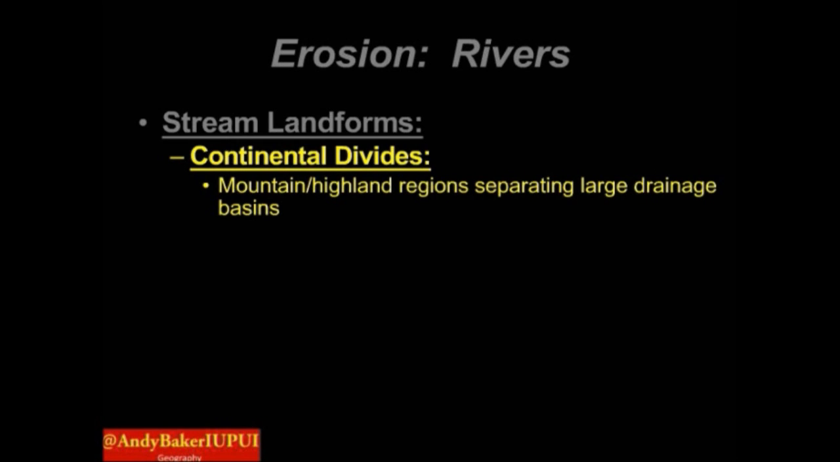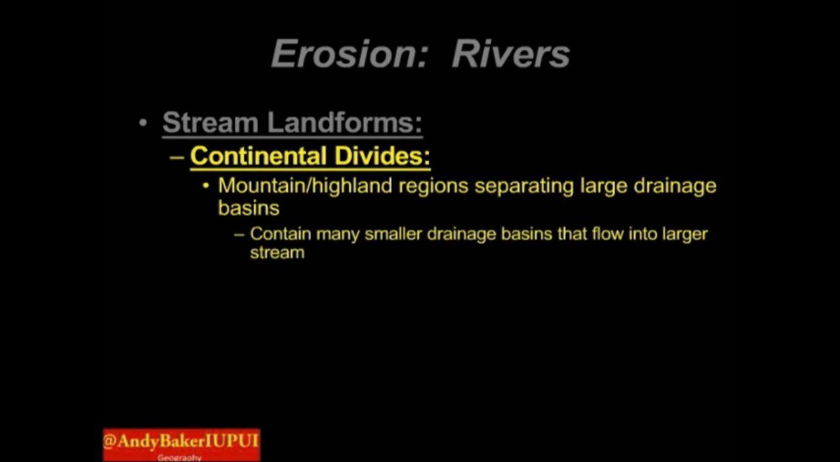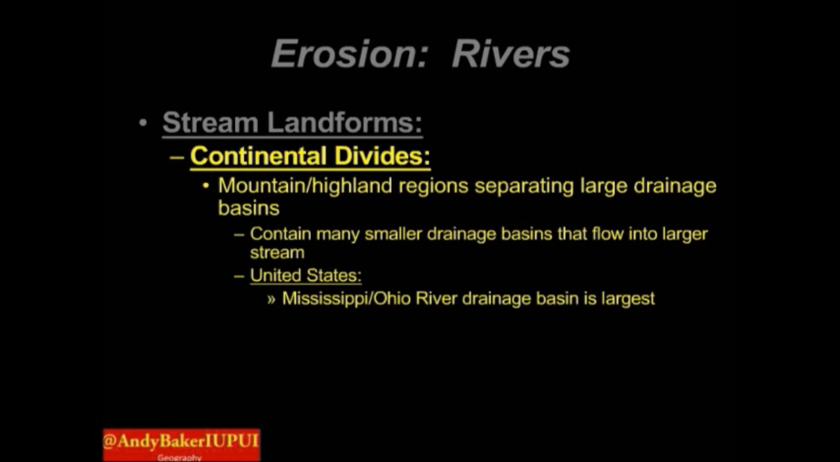It doesn't always have to be mountains, as we'll see here with Indiana and God's country. The idea, though, is that continental divides contain many smaller drainage basins that flow into the massive, larger drainage basin. The biggest in the United States is the Mississippi-Ohio River drainage basin. We'll look at examples of this on some accompanying images.